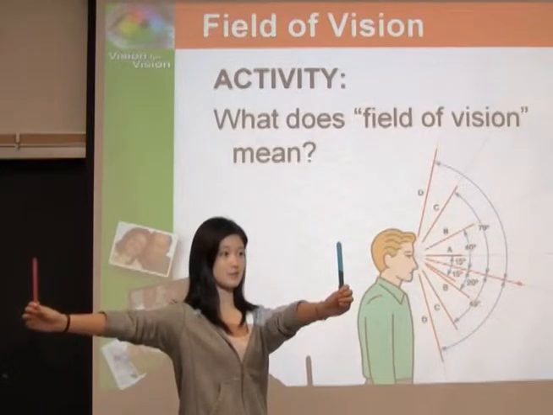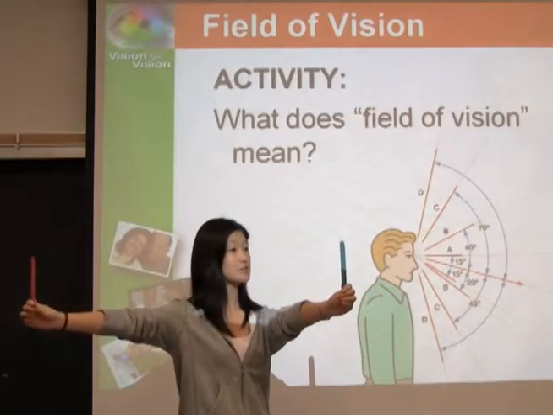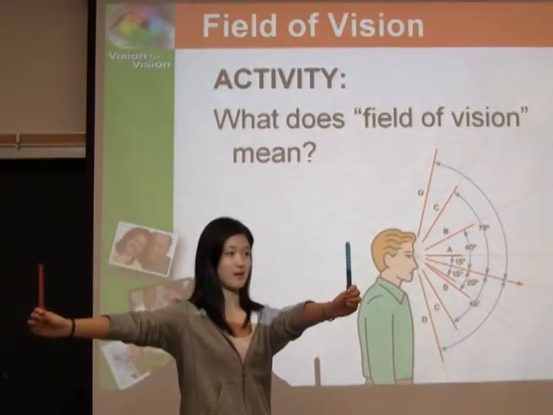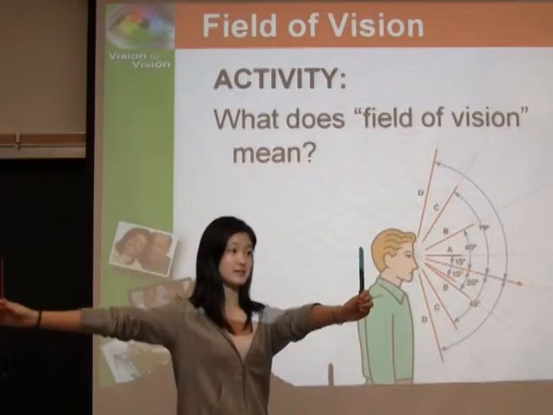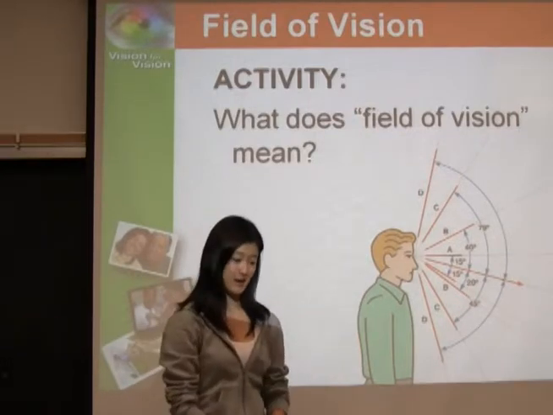And so right at the edge of where you can and can't see it, while you're still looking straight ahead at the first one, that's the boundary of field of vision. So beyond that, you can't see because it's not in your field of vision.